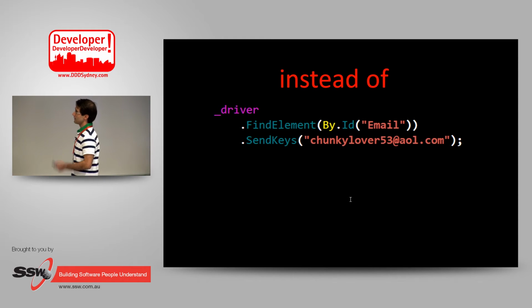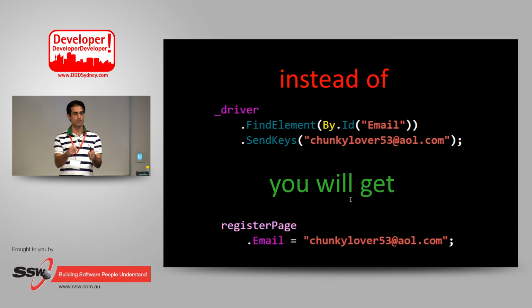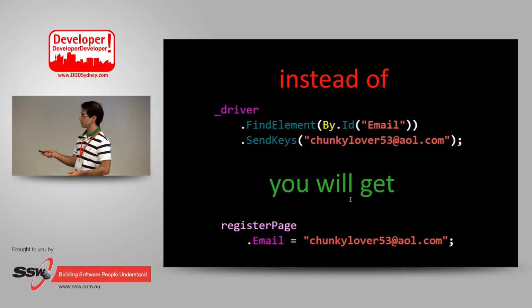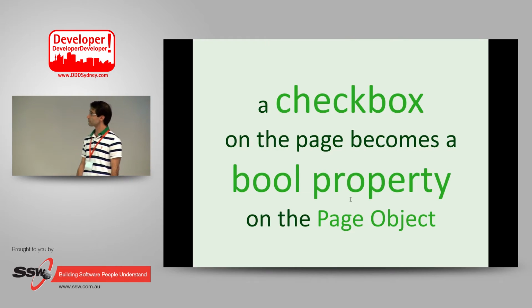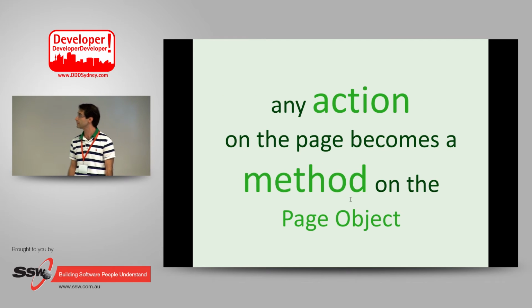So instead of having something like this, where you fill in the email box with Homer Simpson's email address, you can do registerpage.email equals something. And what that does is set the focus on that and fill in the value. Well, of course, that depends on your implementation of that property. Likewise, a checkbox turns into a bool property. You can tick and untick a checkbox by setting that bool property.